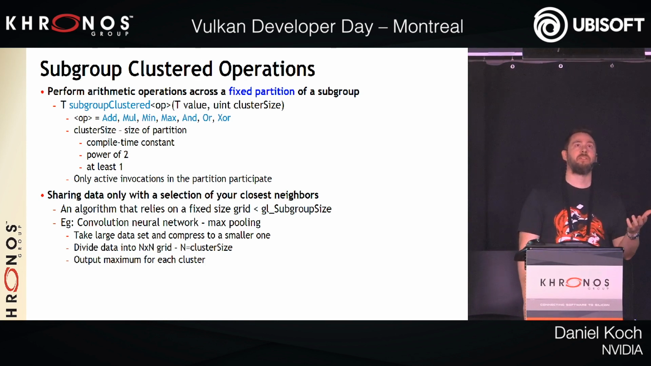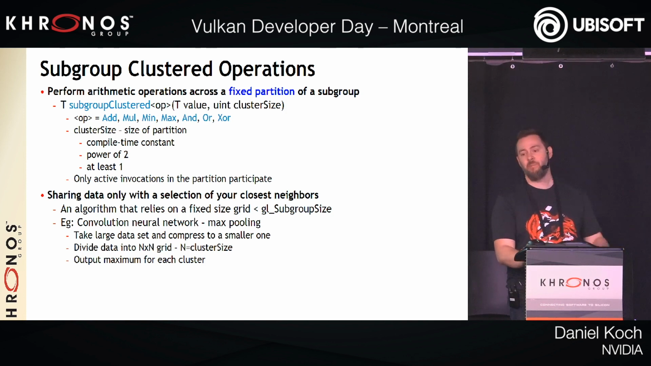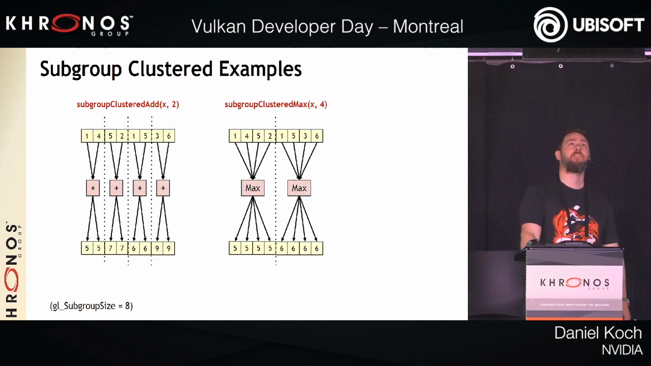Somewhere this is common is in convolutional neural networks. There's an algorithm called max pooling. Maybe you want to take a data set and compress it down to a smaller data set. You might want to take the maximum value out of each 16 values, for example. So you can divide your data into a 16 by 16 grid, use a cluster operation of size 16, and then output the maximum for each cluster into shared memory or a buffer or whatever is appropriate for your algorithm.